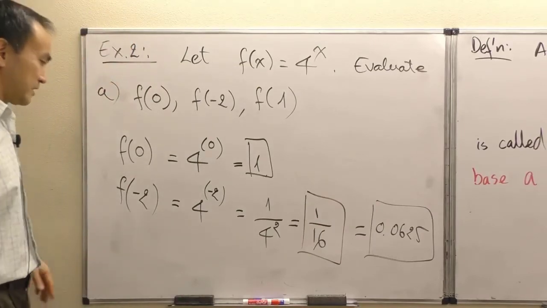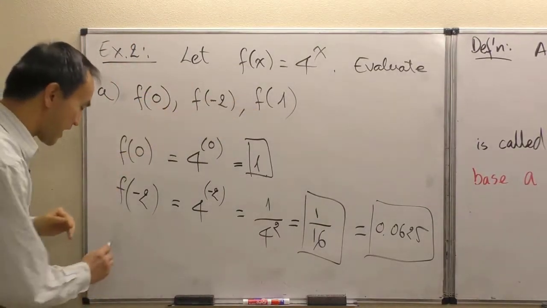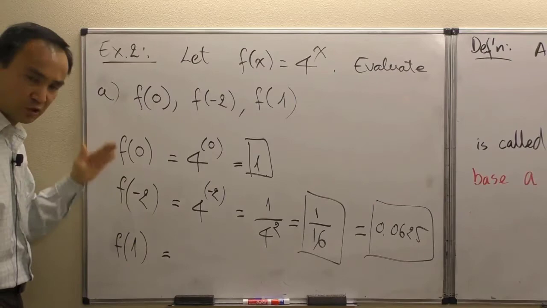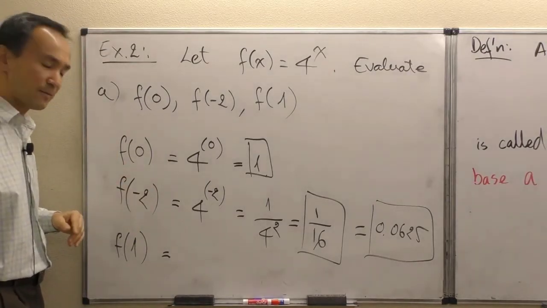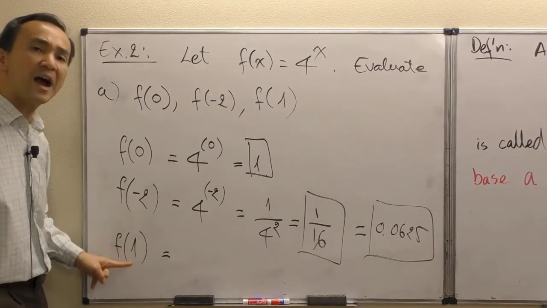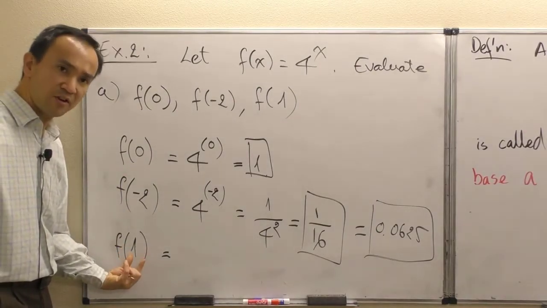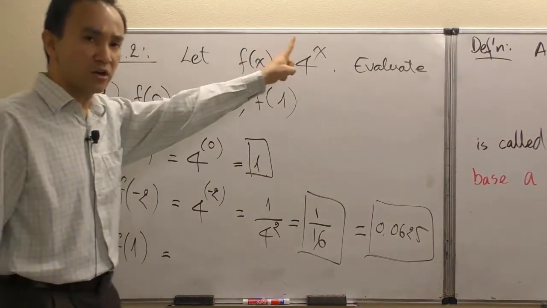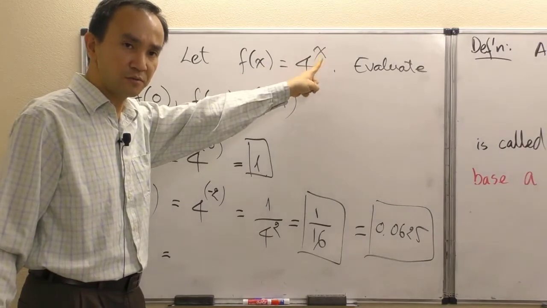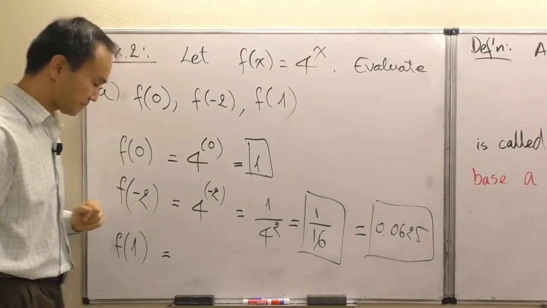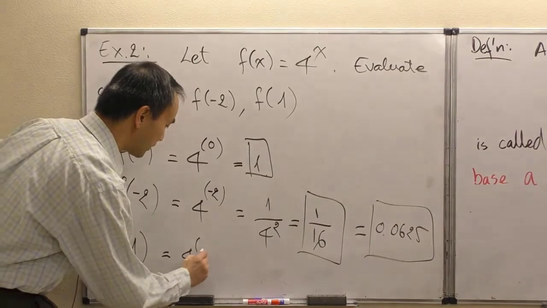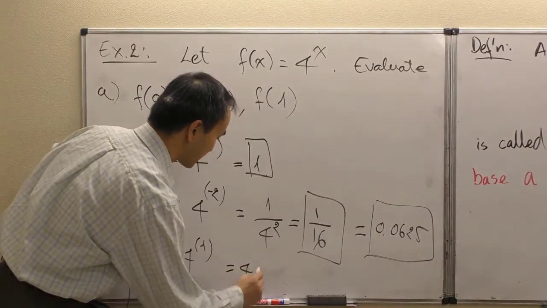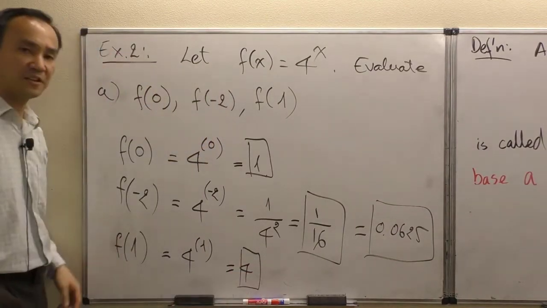Okay, now there's another task for this same part. How about f of 1? Once again, you have seen that twice throughout part A of the example. We change the inputs to different values, and whatever value is assigned to the input, we take that input value and substitute it in place of the x right here. So that means here it's 4 to the first power. And 4 to the first power is simple enough: it equals 4.